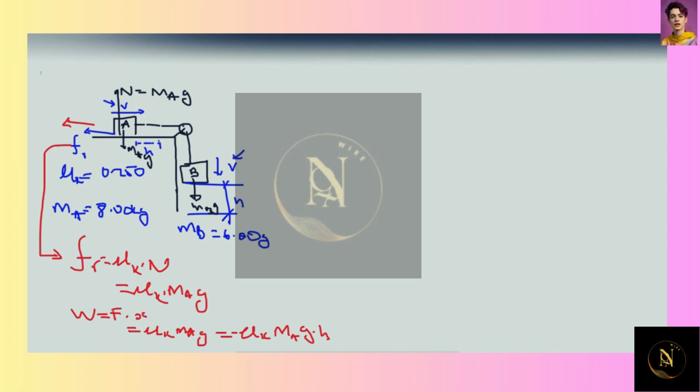Also, the work done by gravity, that's for this part. Remember, work is force times displacement, and the displacement is h. The positive direction is downwards. The force itself is m_B g times h. That's the work done by gravity, and then this is the work done by friction. So that's the total work done in the system.